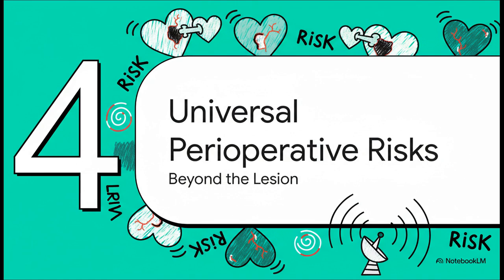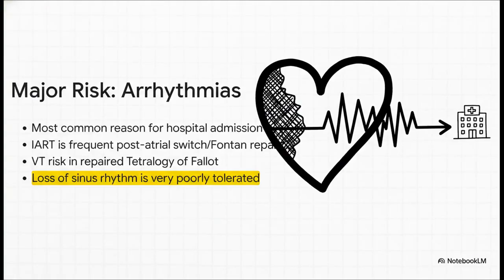Okay, so we've talked about the specific lesions, but now let's talk about the dangers that cut across pretty much all ACHD patients. These need to be on your radar every single time. #1 on your list of worries should always be arrhythmias. In fact, it's the most common reason these patients get admitted to the hospital. All those surgical scars and stretched out heart chambers are a perfect setup for electrical problems.